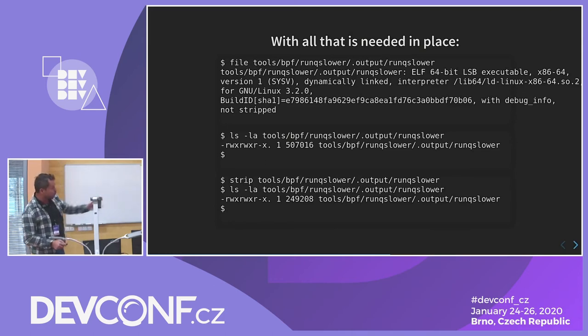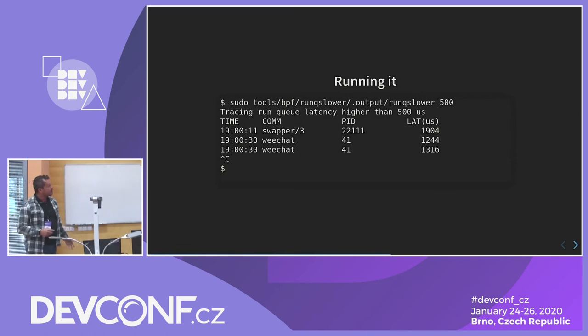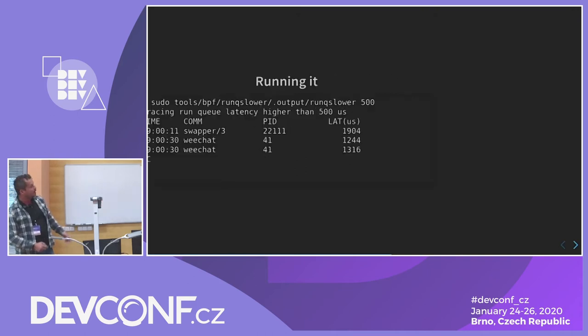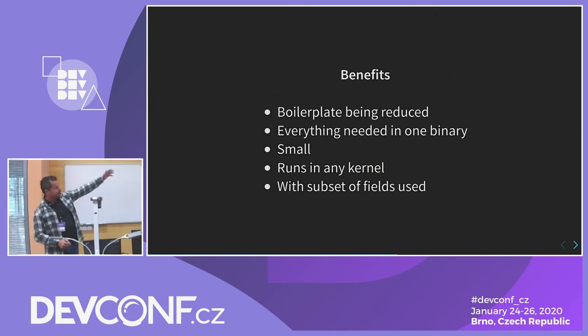You have this tool that you run like this. It's a self-contained binary with everything, the kernel part and the user space part, and you don't need any toolchain on your machine. You can run it on any kernel version. I was running it, passing parameters on the command line. So boilerplate is being reduced to create this thing. Everything is a single binary, it's small, and it runs on any kernel.